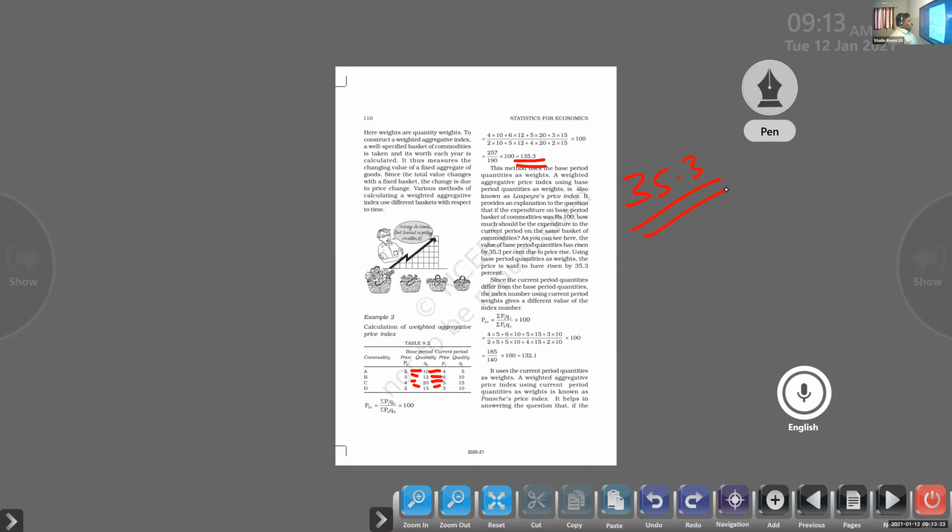As you can see here, the value of base period quantities has risen by 35.3% due to the price rise. Using base period quantities as weights, the price is said to have risen by 35.3%. Okay, so up to here. We'll continue in the next class. Okay, everyone, thank you. Just observe it clearly. We'll meet in the next class.